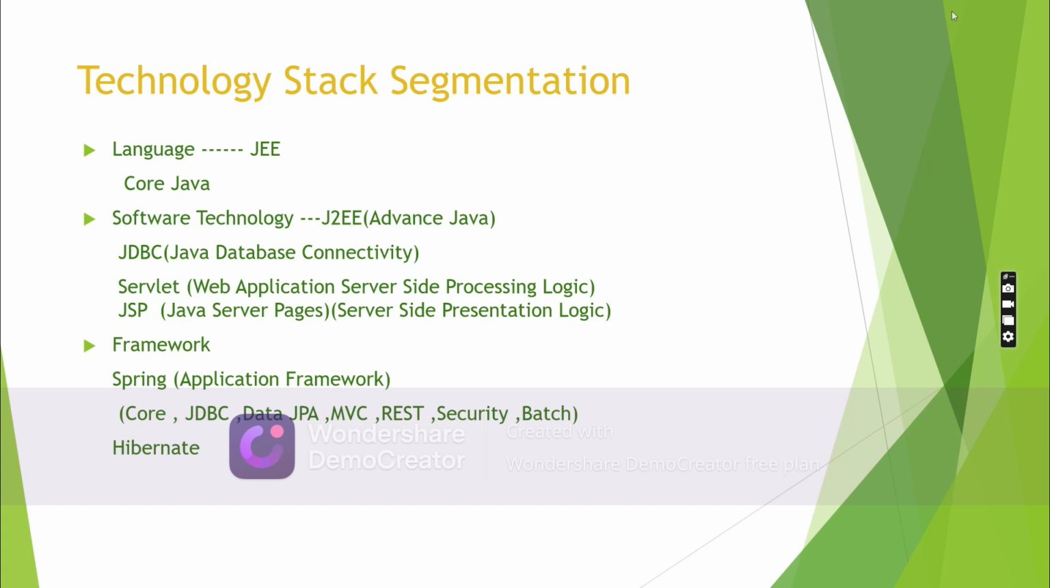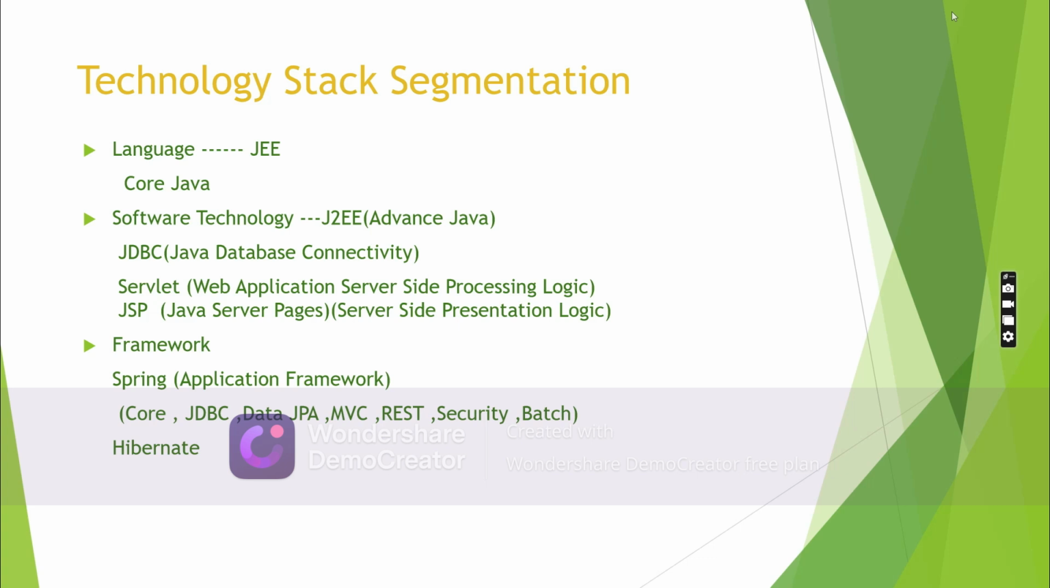Let's discuss the software technology part. In Java, you need to learn J2EE, which is also known as Advanced Java. This includes learning JDBC and how to connect a database with an application, and servlet and JSP, which are used for creating dynamic web applications.